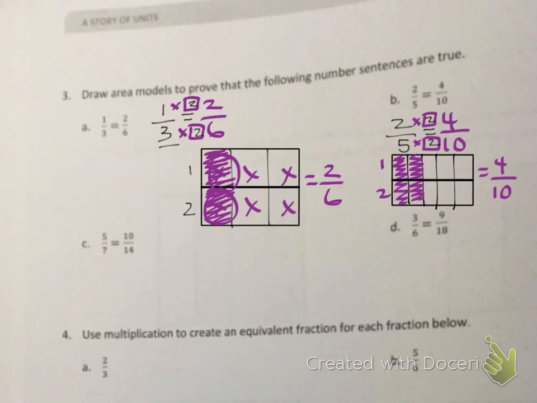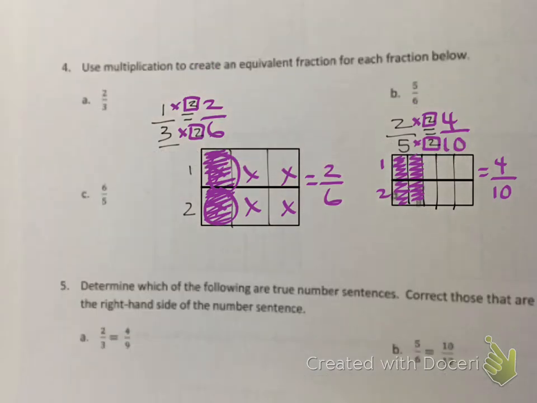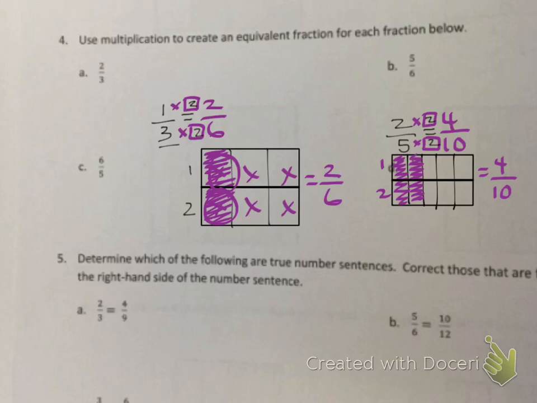I would like for you to try C and D on your own here, and I would really love for you to use that area model, use that multiplication to help us determine our equivalent fractions. All right, so pause the video. I'm going to be working and then get back to it once you're on 4A, 4B, 4C, and 4D.